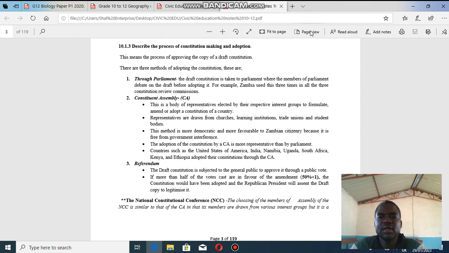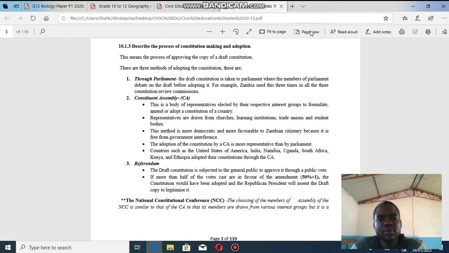Trade unions, some leaders of trade unions can be chosen to go and represent the interest of workers, because when they are making a constitution, they have to bring out the challenges and views of the public, in line with their sectors. For example, workers need protection from harassment, so they can be a voice to protect such kind of individuals who may be prone to be vulnerable to public attacks, student bodies and so forth.